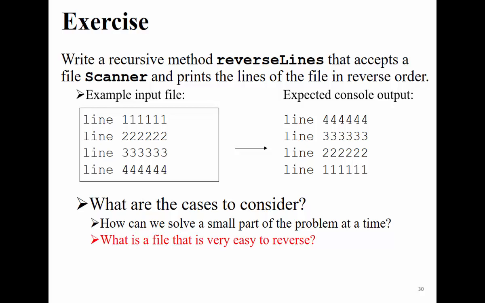2 lines. What about an empty file? Yes, that's the base case. An empty file. If I have an empty file, I'm going to do nothing. Or a file with only 1 line. If you have a file with only 1 line, you need to reverse it. If you have a file with just 1 line, the job is done. Yes?